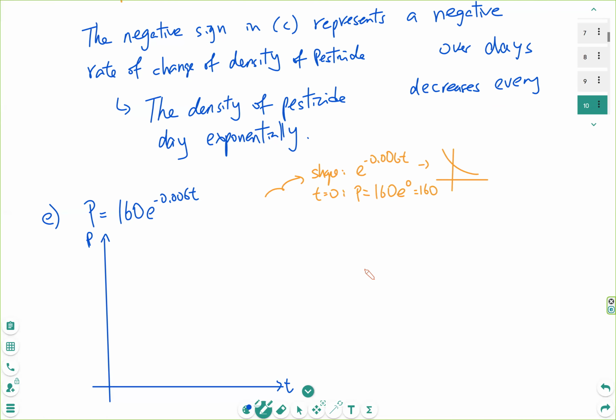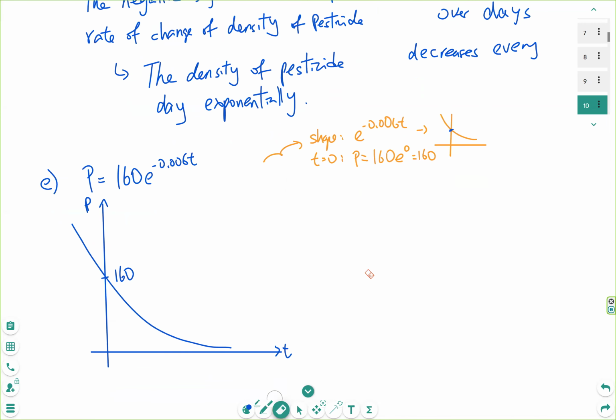Now, normally that means this is 160 in here. So we have the graph like this, but we know t cannot be negative, time cannot be negative, so we have to rub off the negative part. We can't have any negative part of t. The graph looks like this. That's the answer, that's the graph. Okay, asymptote at P equals 0.